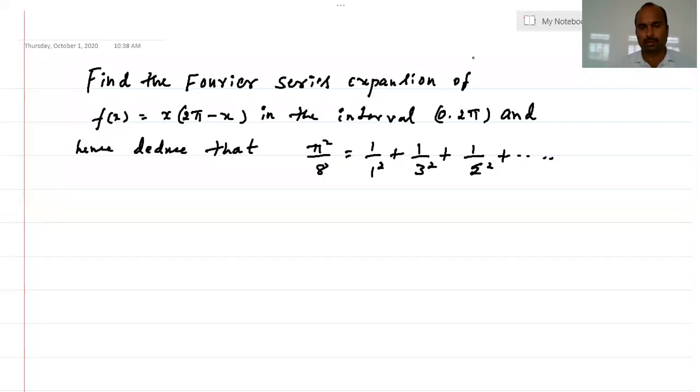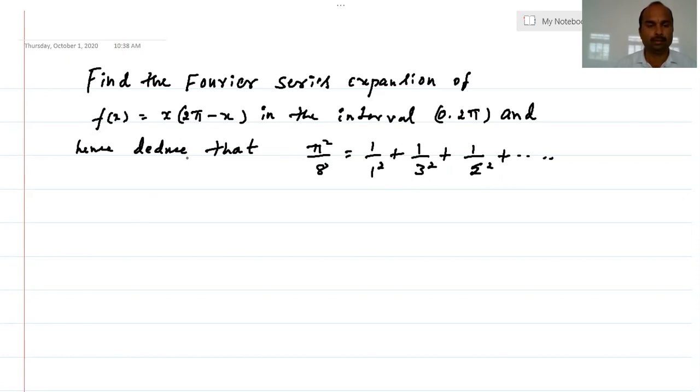Hello everyone. In this video I will explain how to find the Fourier series expansion of f of x equals x into 2 pi minus x in the interval 0 comma 2 pi, and hence deduce the value, that is pi square by 8 is equal to 1 by 1 square plus 1 by 3 square plus 1 by 5 square plus and so on.